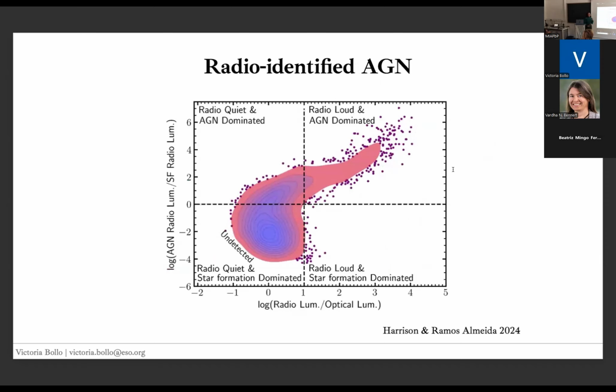There is also a way to classify AGNs as radio-identified AGNs. For example, if we take here on the x-axis the radio luminosity over the optical luminosity, we can see that some objects have a radio excess. Basically, the right side of this panel shows the radio loud AGNs. Also, if we look at the AGN radio luminosity compared with the radio luminosity produced by star formation, you can identify if this source is AGN dominated or star formation dominated. Particularly for this talk, I will focus on radio loud AGNs.